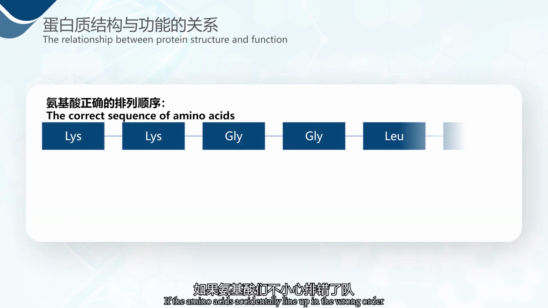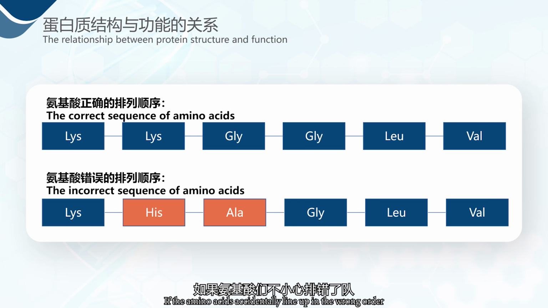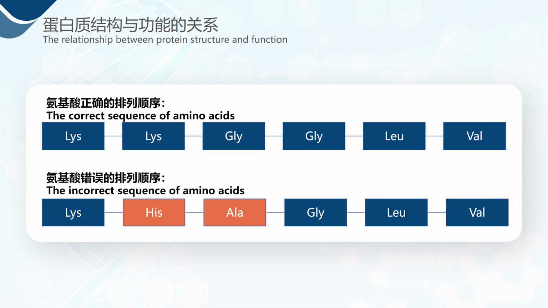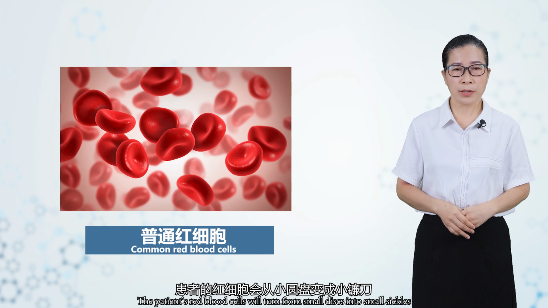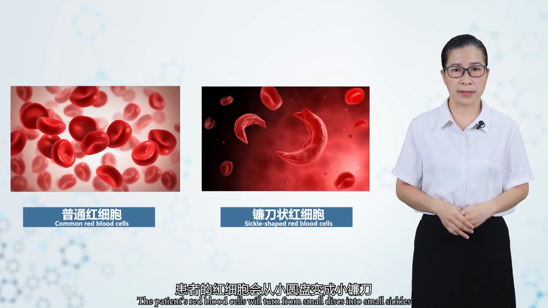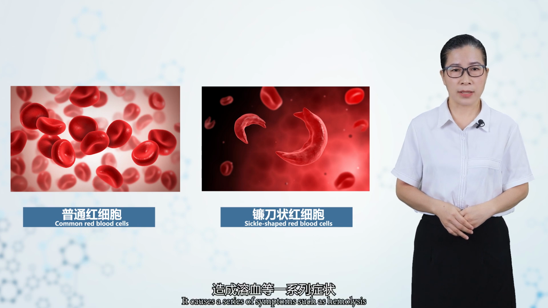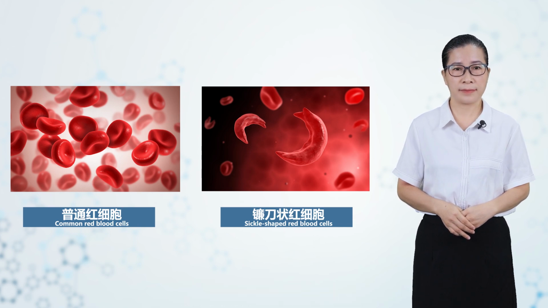If the amino acids accidentally line up in the wrong order, it's just like using the wrong blocks when building with Lego. What will happen then? Let's take an example. Sickle cell anemia. The patient's red blood cells will turn from small discs into small sickles. It causes a series of symptoms such as hemolysis.